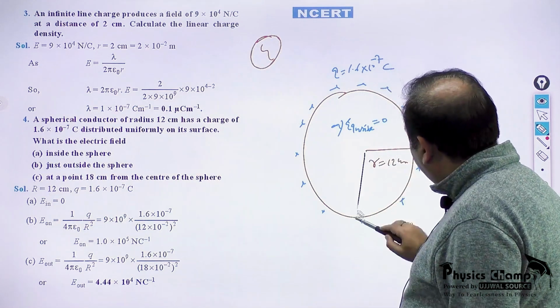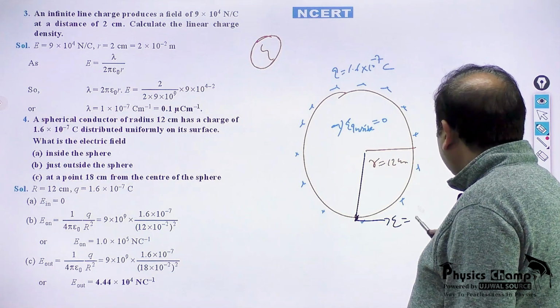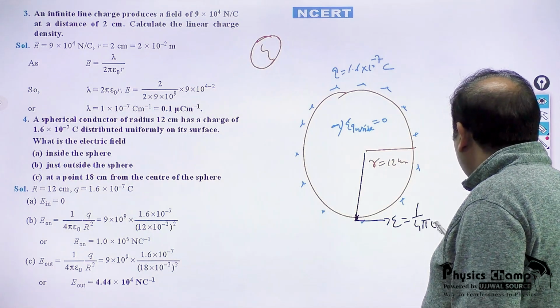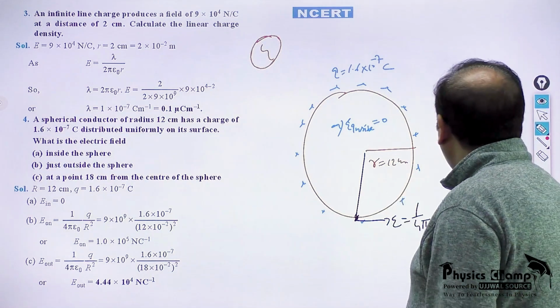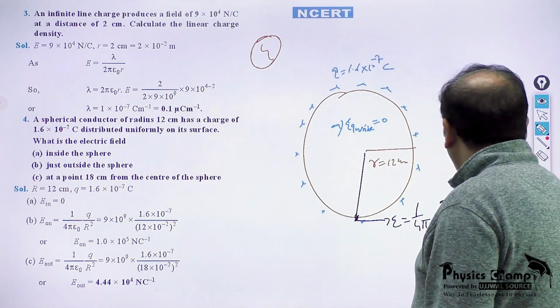So if I am saying what is the electric field here, so electric field just outside the sphere will be 1 by 4 pi epsilon naught. It will behave as though the whole charge is situated at center, q by r square, or q by capital R square.